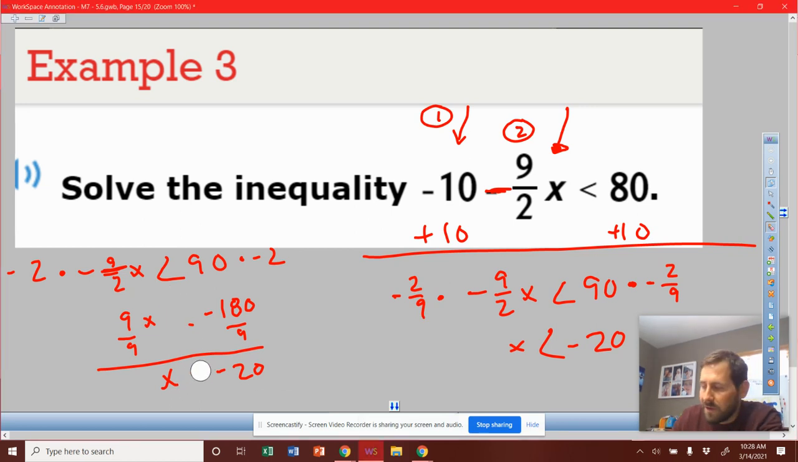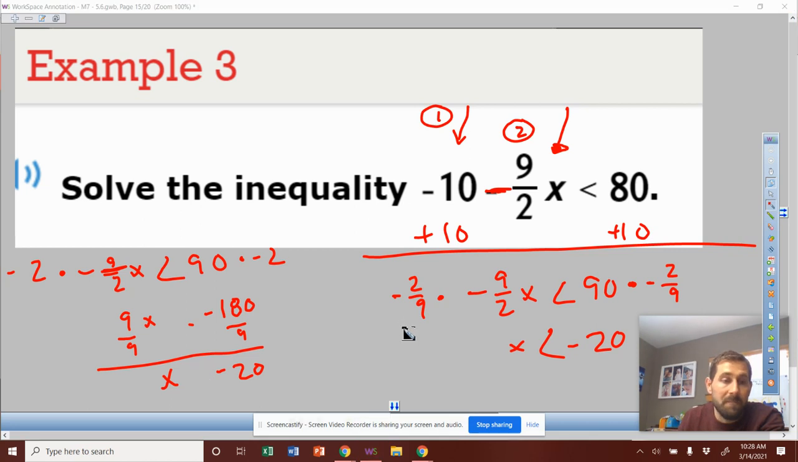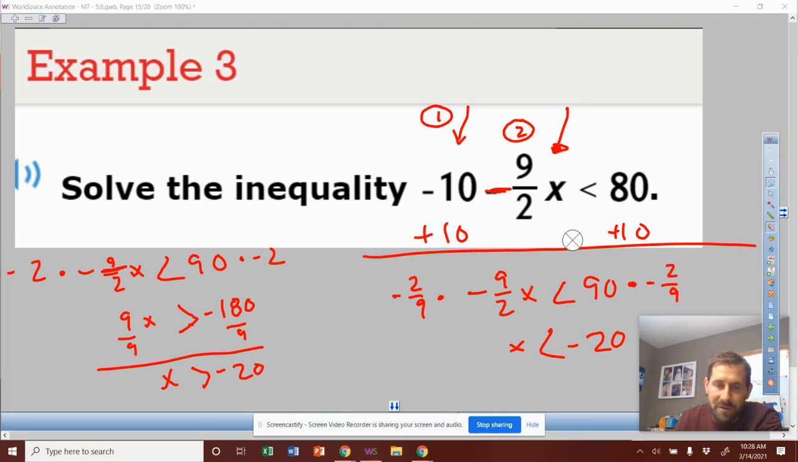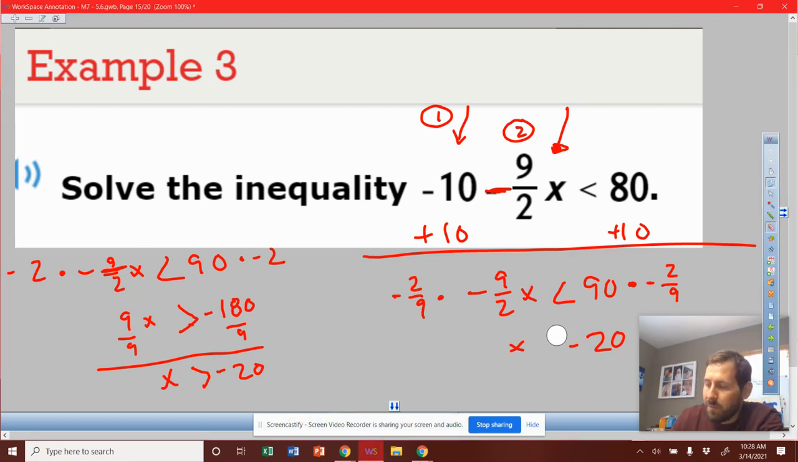Oh, I forgot to switch my sign. So I had to switch my sign this way, and I have to switch my sign this way. And I forgot that over here too. Okay, but when we were multiplying by a negative, I need to switch that sign. So x must be greater than negative 20, and we get the same thing when you do it in a two-step process.